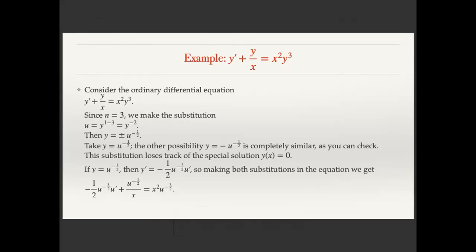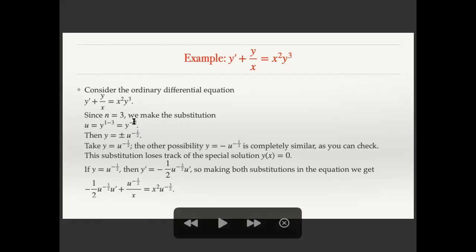So y prime plus y over x is equal to x squared y cubed. The coefficient of y is p, which is 1 over x. The coefficient of y cubed is q, which is x squared. The power of y in this equation other than 1 is 3, which is n. And then we make the substitution. u is y to the power 1 minus 3, according to the algorithm, which is y to the minus 2.